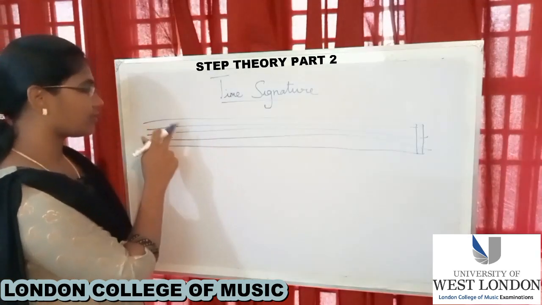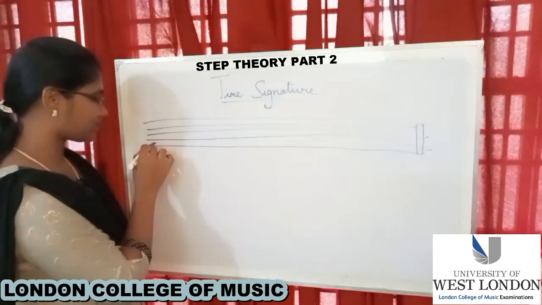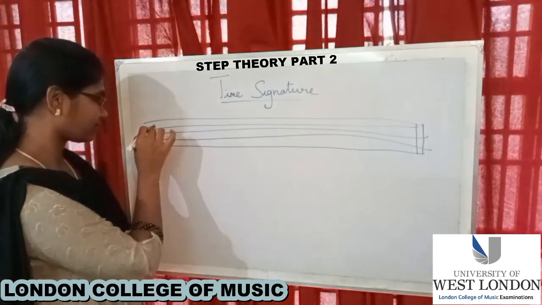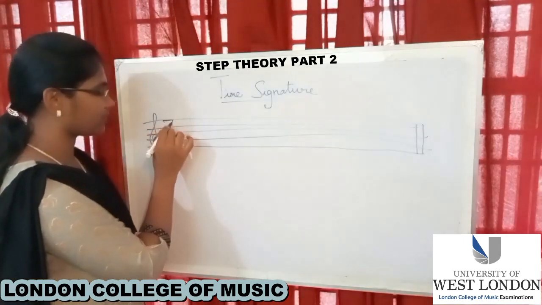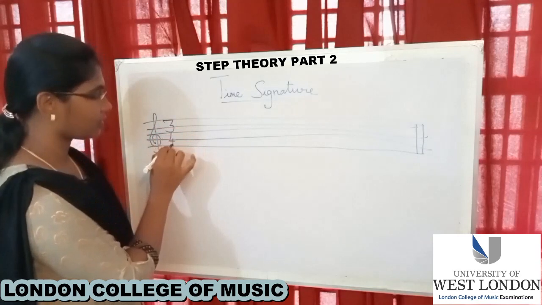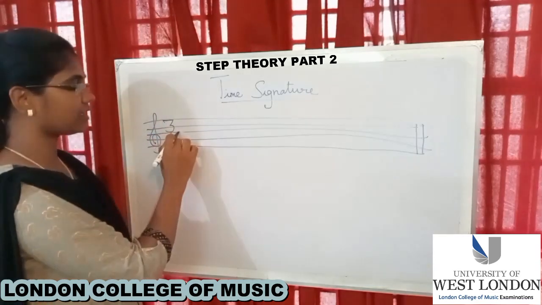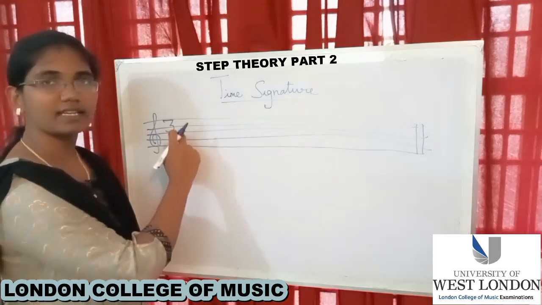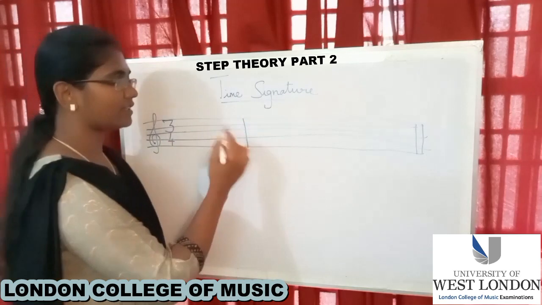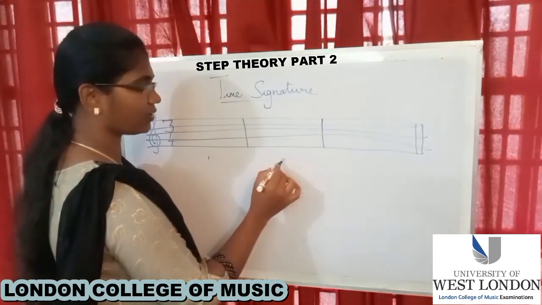Before writing the time signature, we have to draw the clef. Take the treble clef. Take the 3-4 time signature. The top number must be placed between the 3rd and 5th line. The bottom number must be placed between the 1st and 3rd line. We are dividing the staff lines into 3 bars: bar 1, bar 2, bar 3.